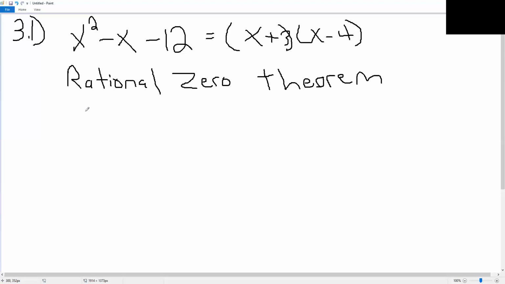Let's say we have a polynomial x to the 4th plus 2x cubed minus 7x squared minus 8x plus 12.